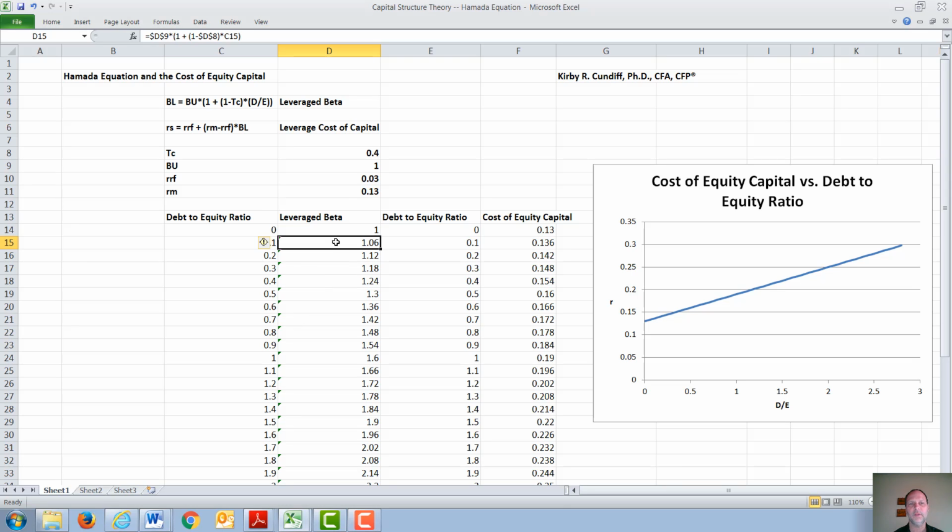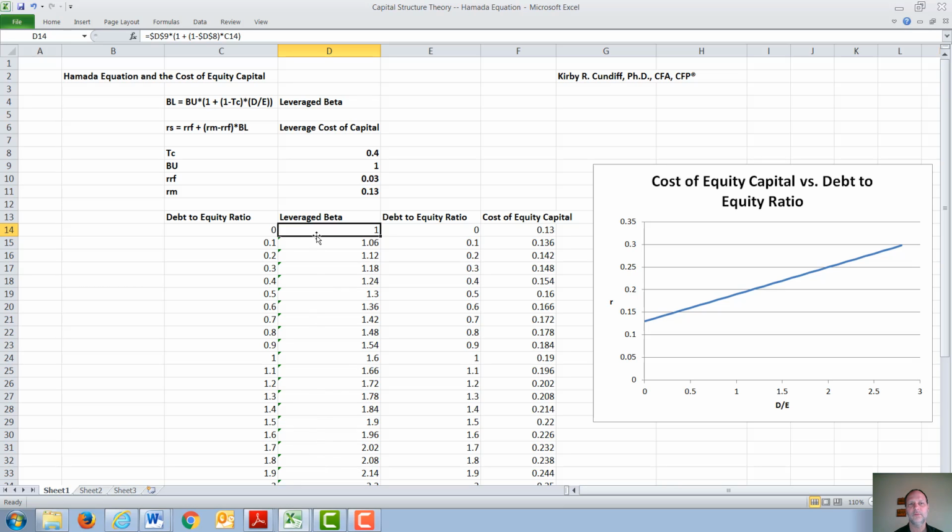And for this, again, we use the Excel version of our Hamada equation, where the first term D9 is the unleveraged beta, the D8 is again our corporate tax rate, and the C15, without the dollar signs, is the only number that changes, our debt-to-equity ratios. Therefore, we get a leverage beta starting at 1 for no leverage, going up to 1.6 for having the same amount of debt and equity, and then increasing beyond that point.